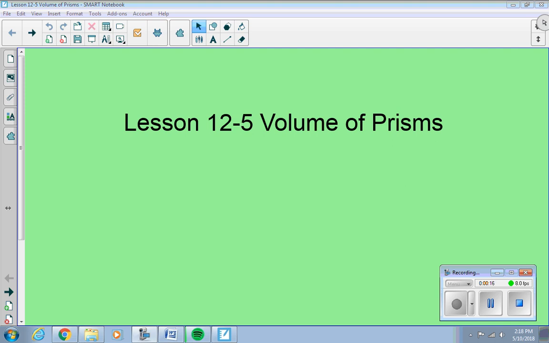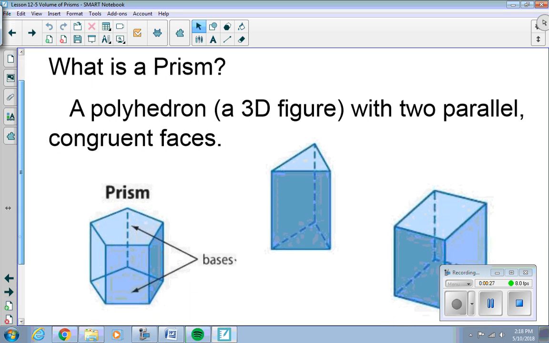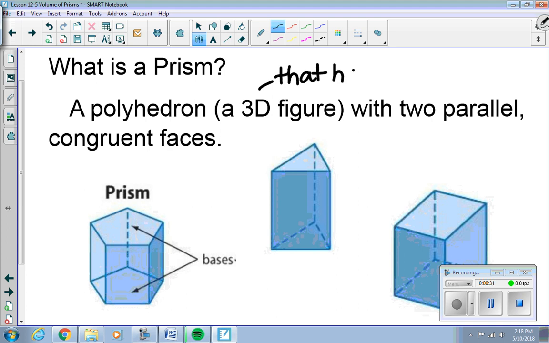But there's a few things we have to talk about before we talk about prisms because this is the first time we've been talking about them ever. So what is a prism? Okay, a prism is a polyhedron, aka a 3D figure that has a polygon as a base with two parallel congruent bases. And I'll talk about what that is in a second.